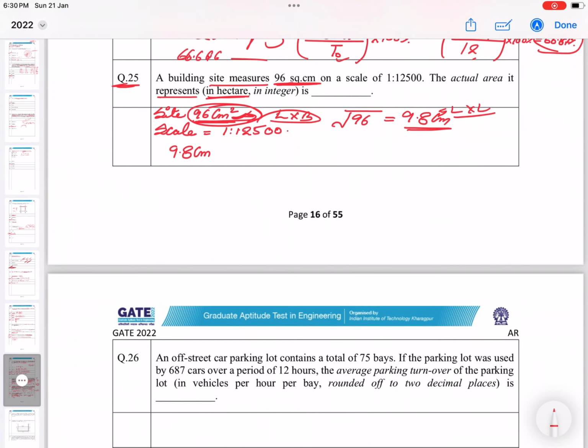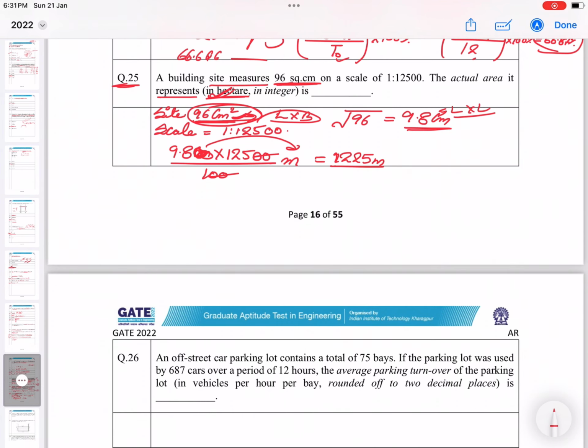So in real life it will be centimeter into 12500. What I want to do is, first, change it into meters. So I just divide it by 100. I have changed the centimeters into meters, and now I will have the answer of 225 meters. So this is one.